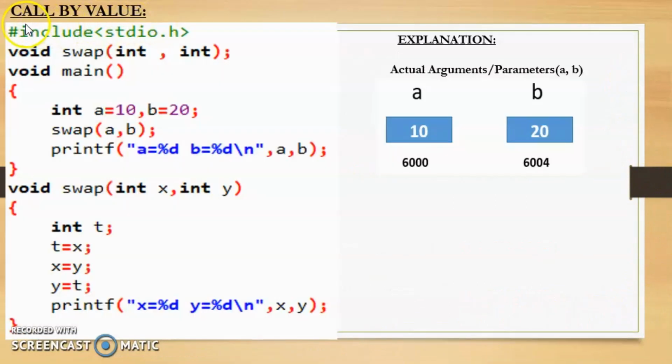Let us take an example of call by value. This program is written for swapping two numbers. So let us see the code. First we write the header file. Then this is the function prototype or the function declaration.